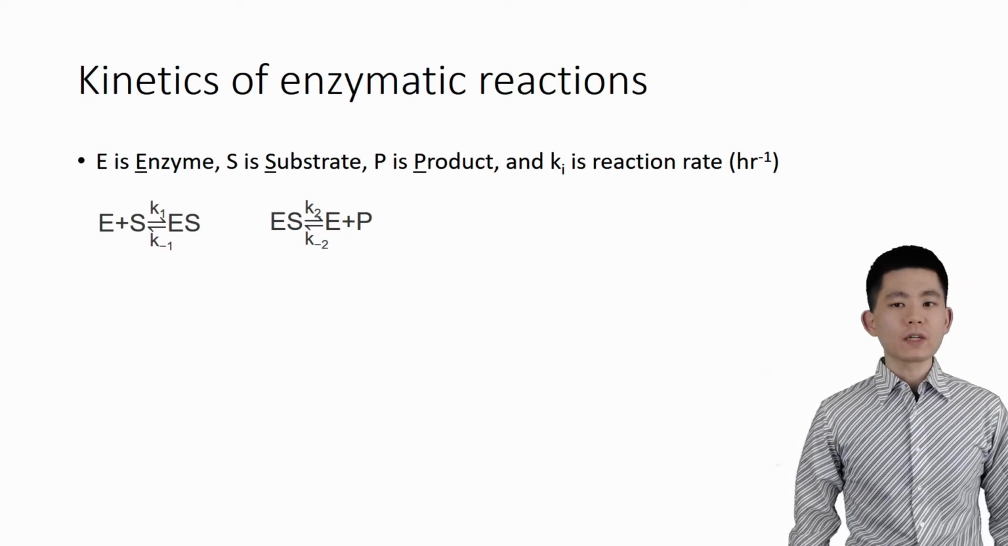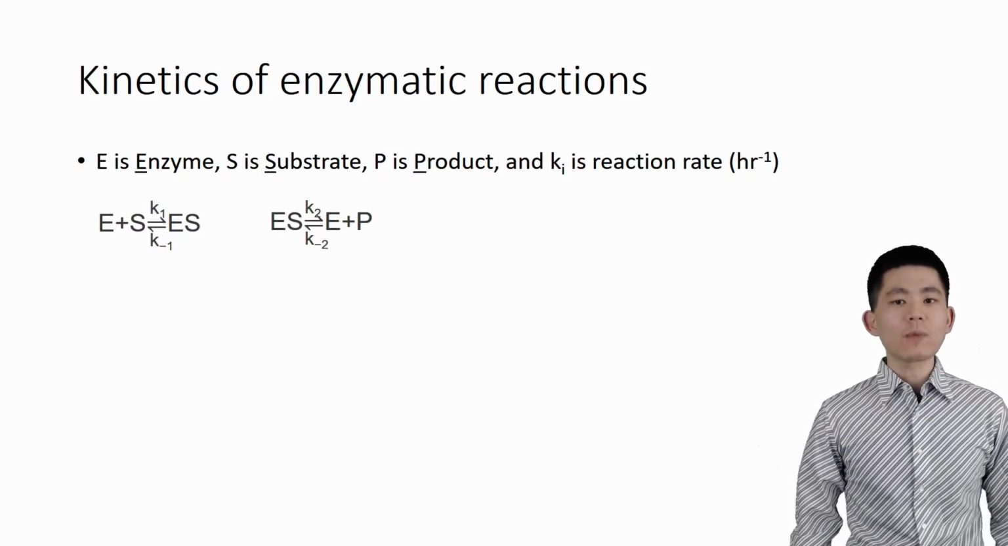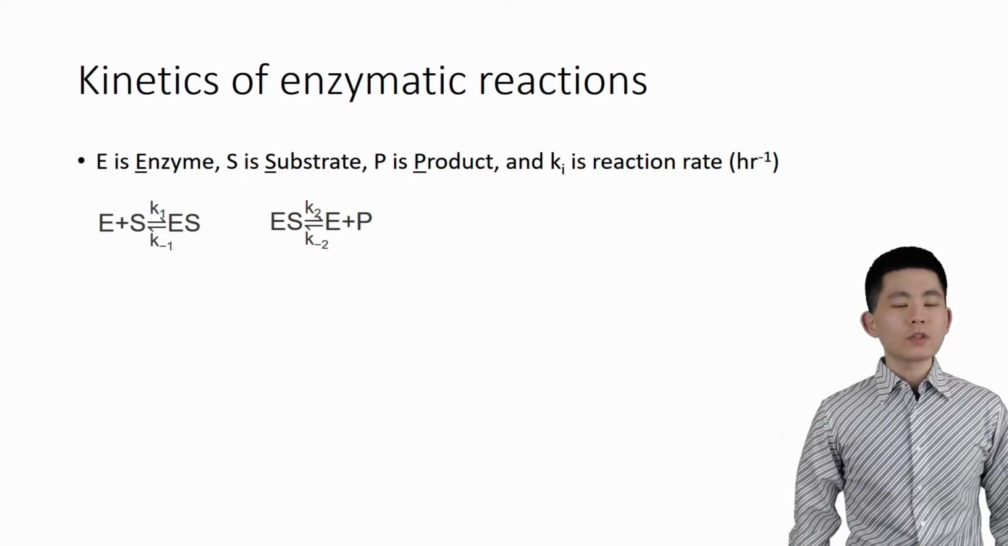K1 represents the complex formation rate, and K-1 represents the dissociation rate of the complex back to free enzyme and substrate without degradation. K2 is a product release rate, while K-2 is a rebinding rate of the product onto the free enzyme, which should be negligible.